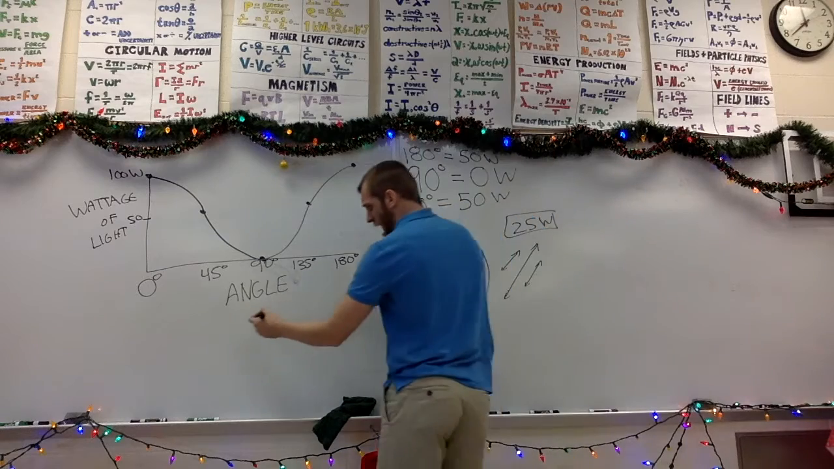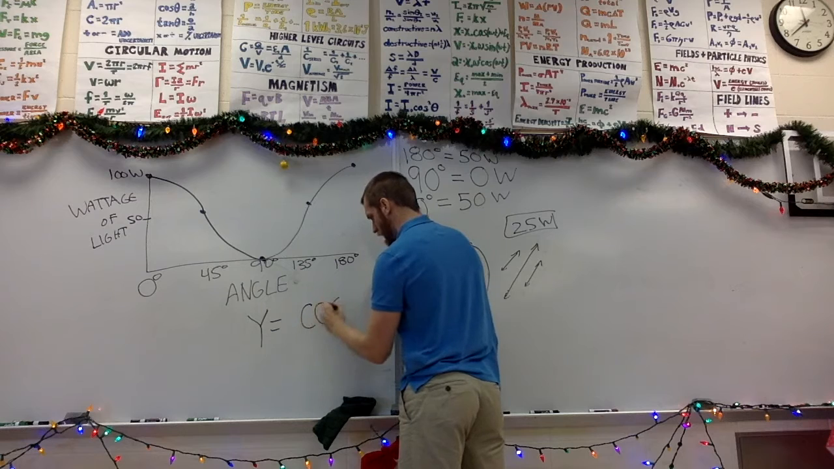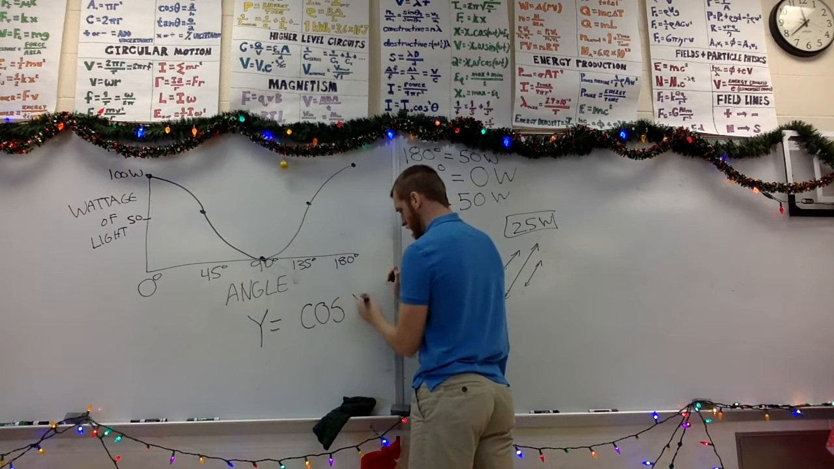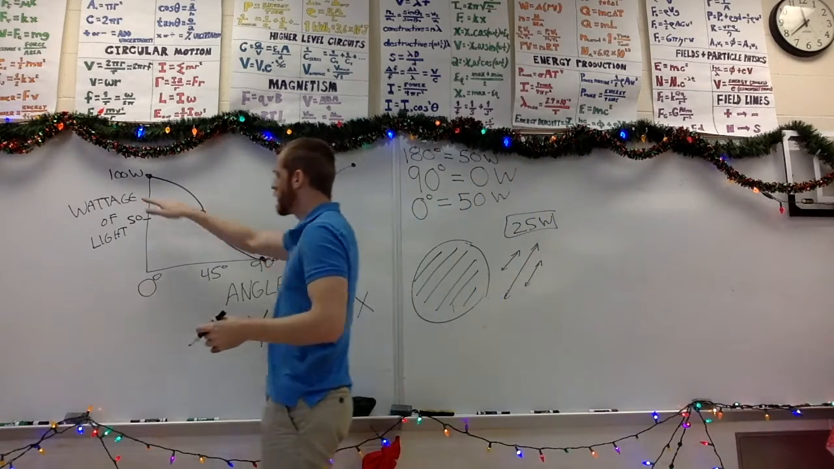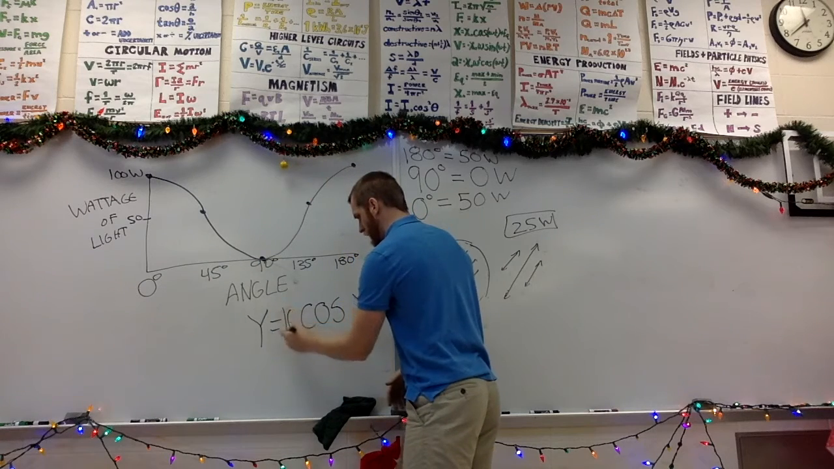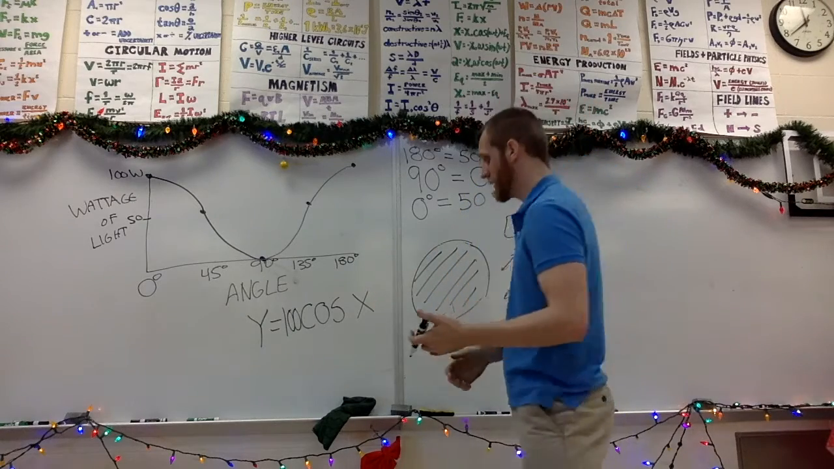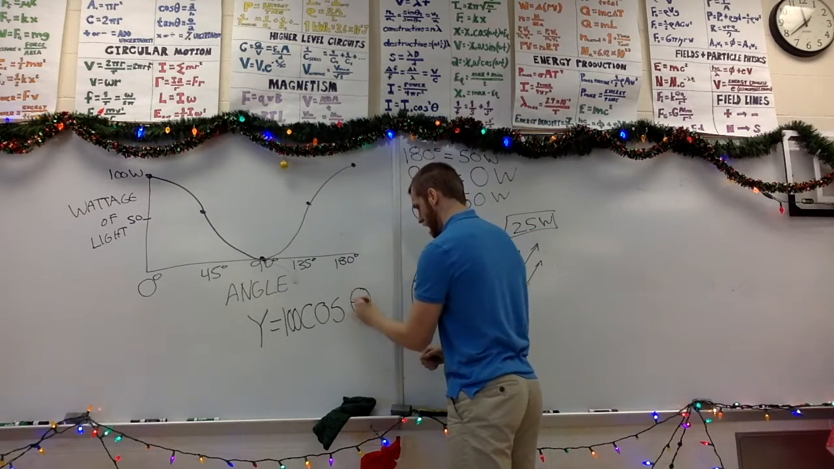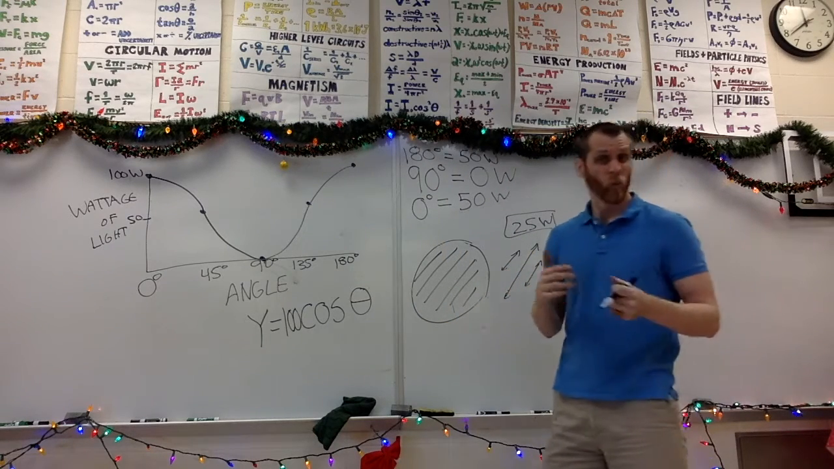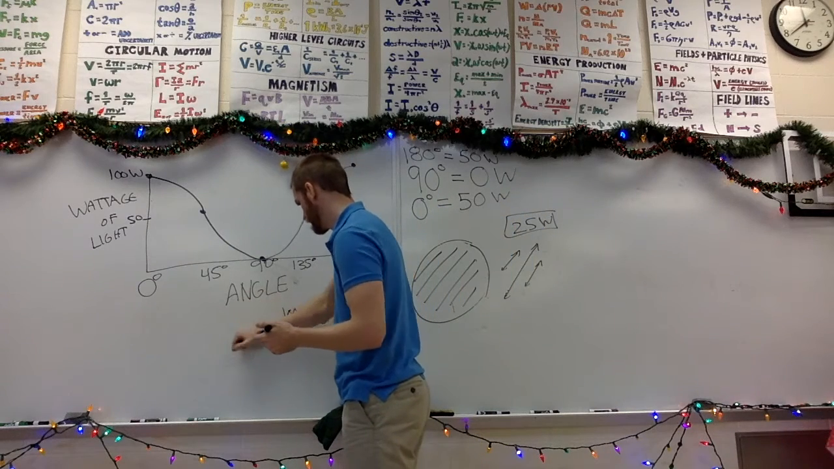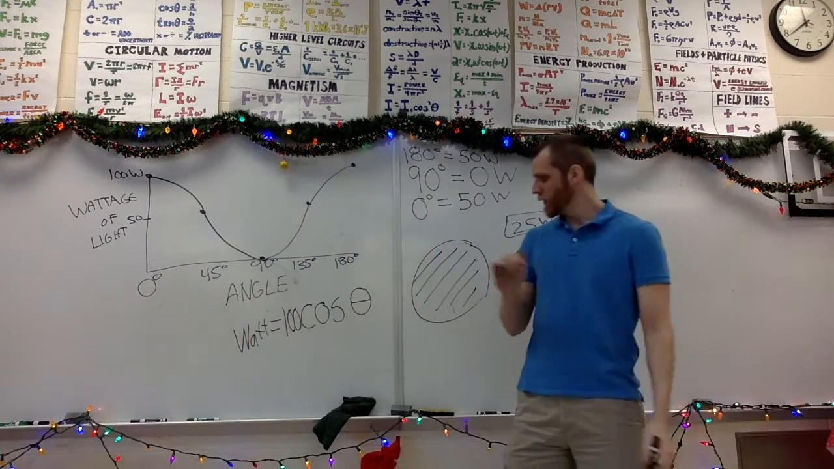The equation for that graph is y equals cosine of x times some starting amplitude. Now we started with 100 watts. So I'll write down, in this graph, it's 100 cosine of x, and the x being the angle. And I guess, what is y measuring? I guess y is measuring like the wattage of light that gets through. So I'll do watt. So the watt equals 100 times cosine of x.